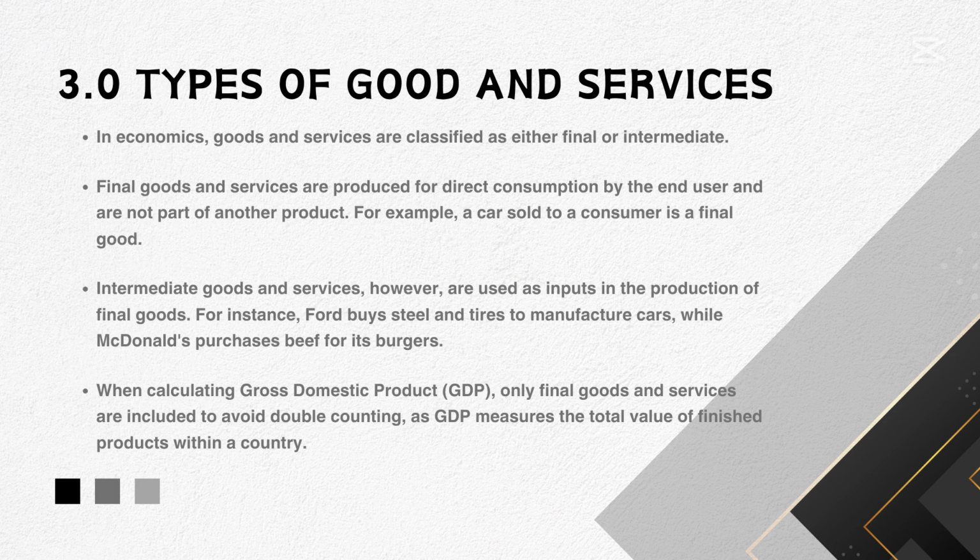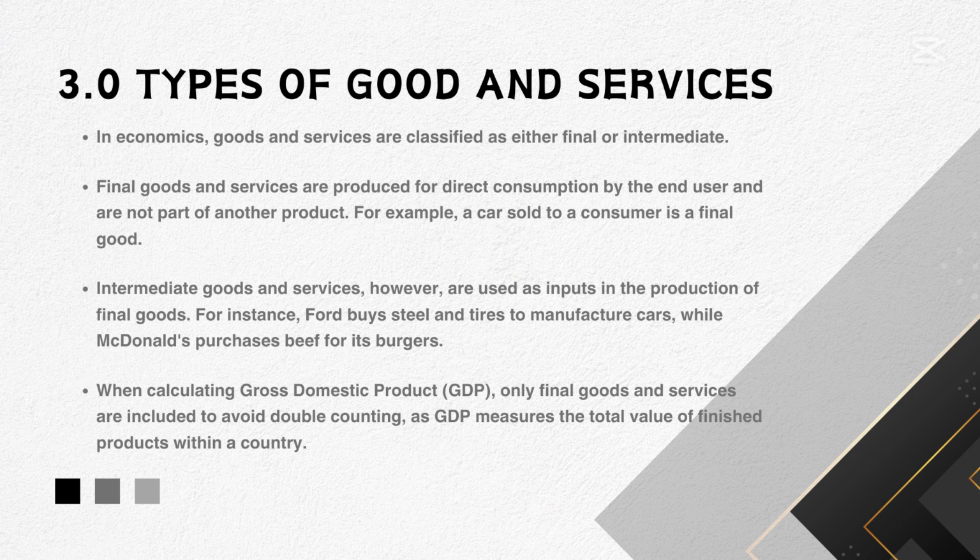So, the next slide is types of goods and services. Goods and services in economics are classified as either final or intermediate. Final goods, like a car sold to a consumer, are directly consumed. Intermediate goods, like steel used in car production, are inputs.